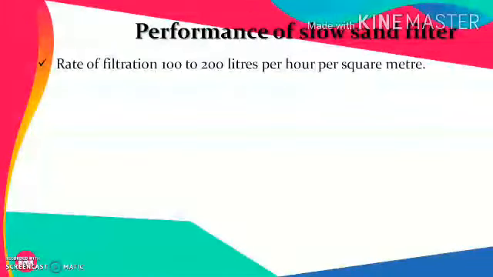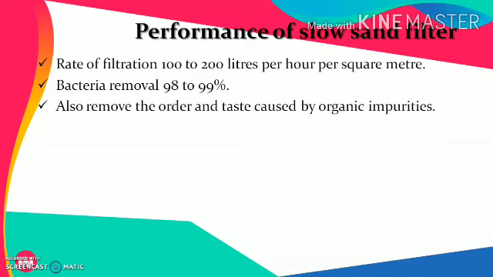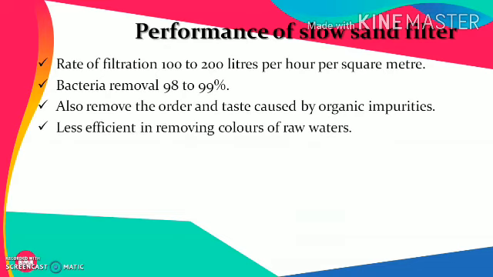Performance of slow sand filter. The rate of filtration in a slow sand filter is very low, in a range of 100 to 200 liters per hour per square meter. But its performance is comparatively very good. It results in a bacteria removal of 98 to 99%. It also removes the odor and taste caused by organic impurities.